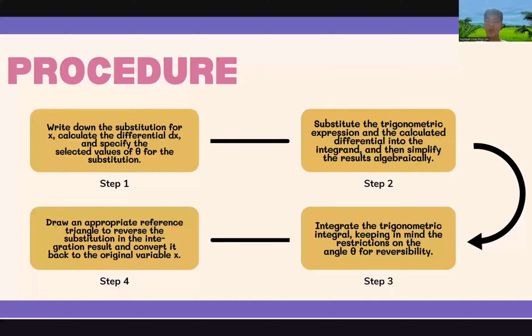And the third step is we have to integrate the trigonometric integral, keeping in mind the restriction on the angle theta for invertibility. So we cannot keep theta in the function after we evaluate it out of the integral. So we have to reverse it back into the variable form. And the last step, we have to draw an appropriate reference triangle to reverse the substitution into the integration result. And then we have to convert it back into the original variable x, as I mentioned. We have to convert it back to its original form.